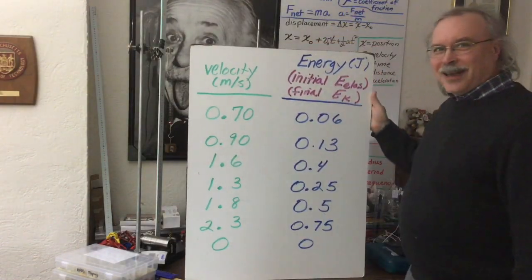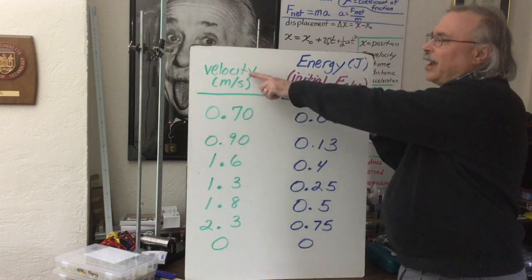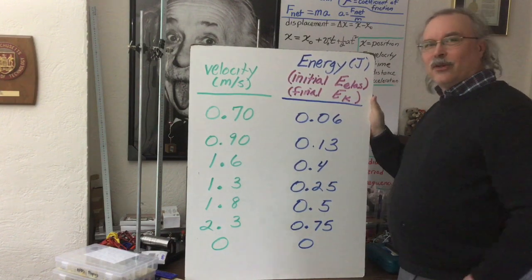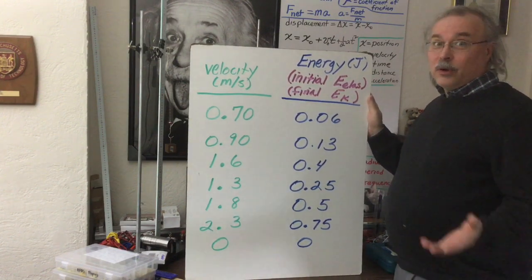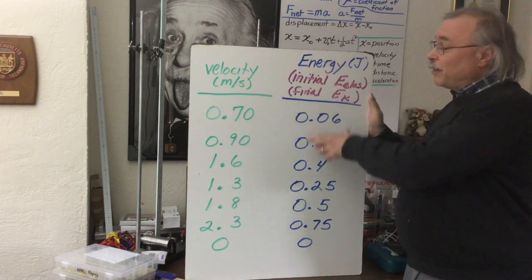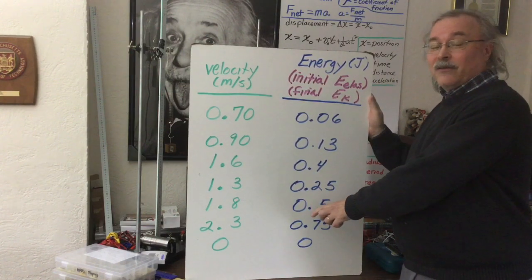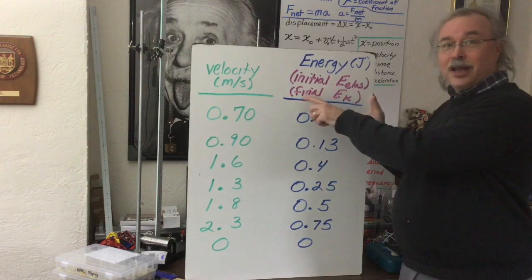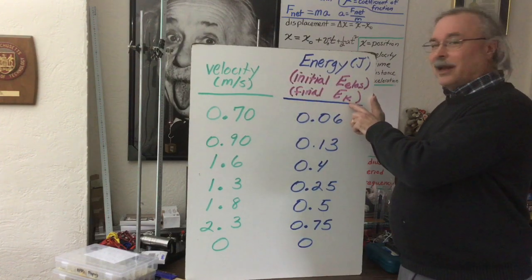So here's my data table. I've got this written actually with the velocity in the left-hand column and the energy in the right-hand column. Even though in real life, really what I did was this was my independent variable, the amount of energy that we started off with as elastic energy, but which ended up as kinetic energy.